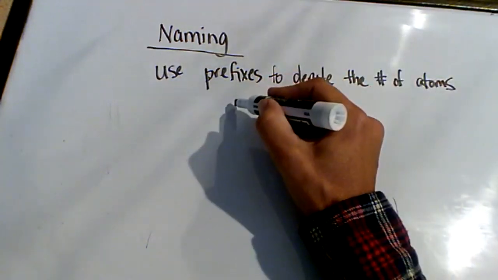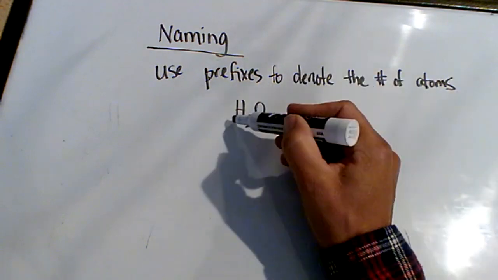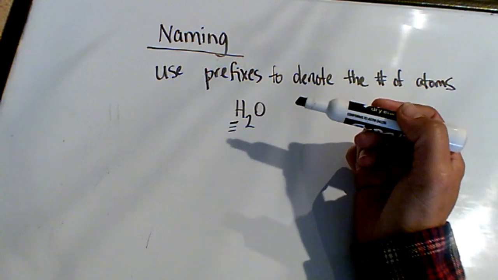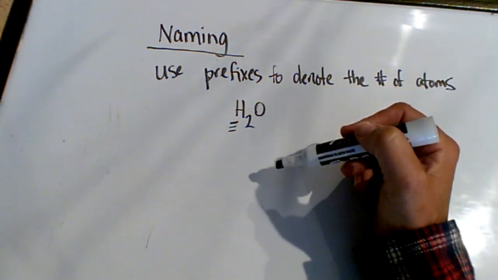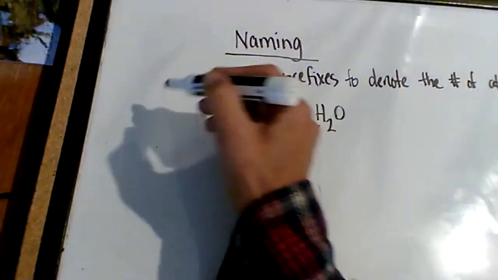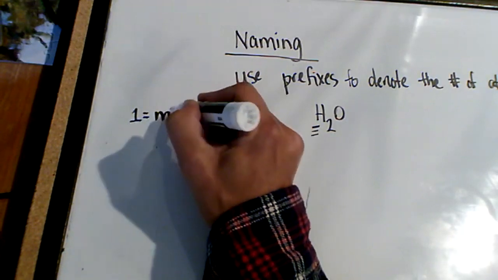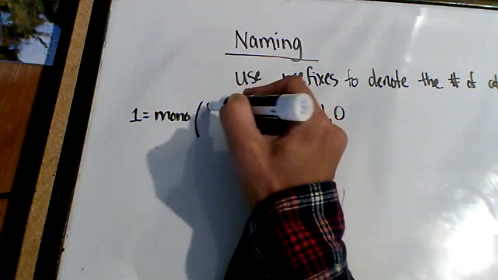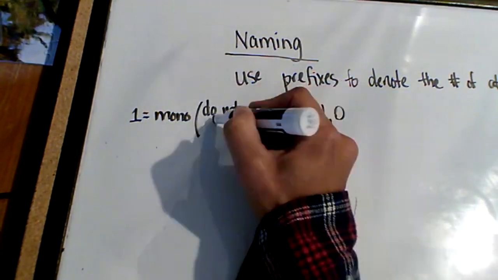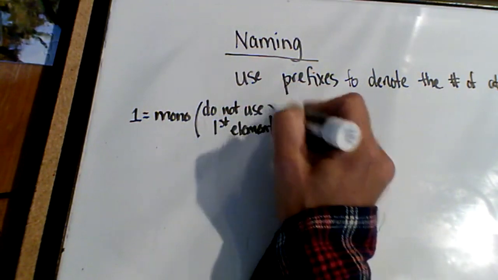So let's look at it. Let's look at simple water, right? First element is not a metal. It is a non-metal. That tells me this is covalent. So I'm going to use my prefixes. Let's write down what those prefixes are. If there's one, we have the prefix mono. Do not use for first element. All right. I'll give you an example of that.